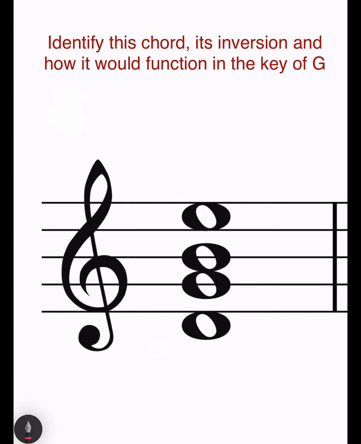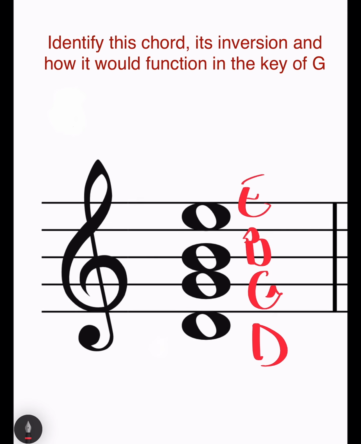Identify this chord, its inversion, and how it would function in the key of G. Here's what's written from low to high. And then together you get this sound. Okay, so let's figure this thing out. From low to high, the notes written are D, G, B, and then on top we have an E.